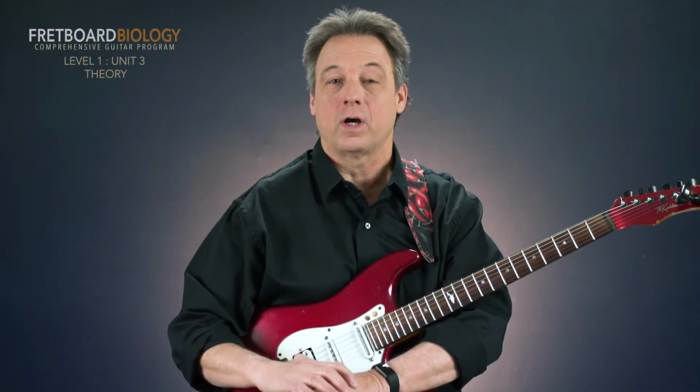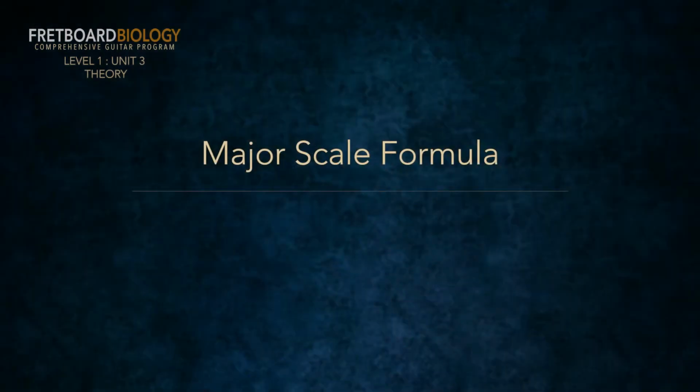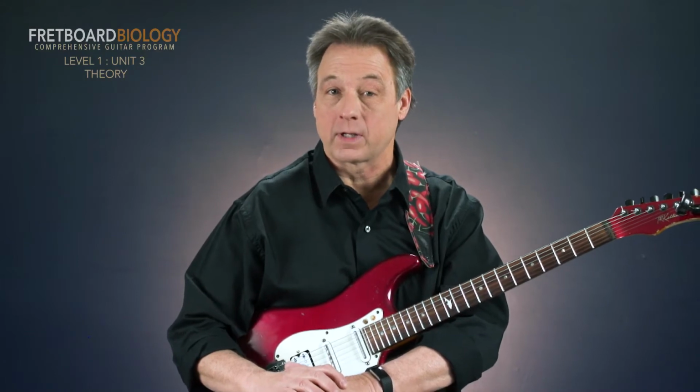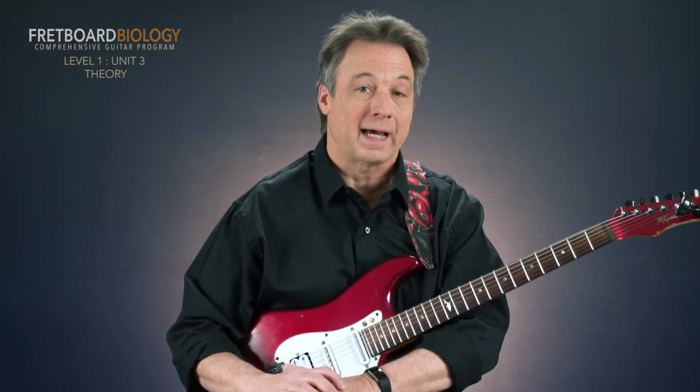In the last unit, we talked about scale interval formulas, and specifically the interval formula for the major scale. Remember, the interval formula for the major scale is whole, whole, half, whole, whole, whole, half. In this unit, we'll discuss the formula for the natural minor scale and also the minor pentatonic scale.